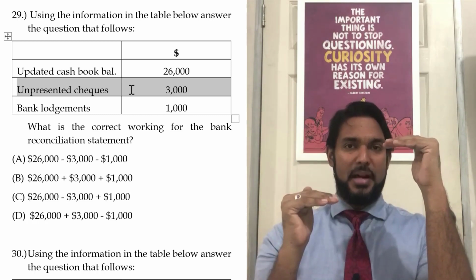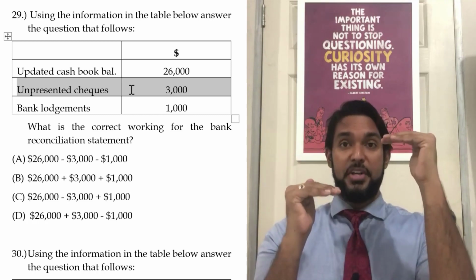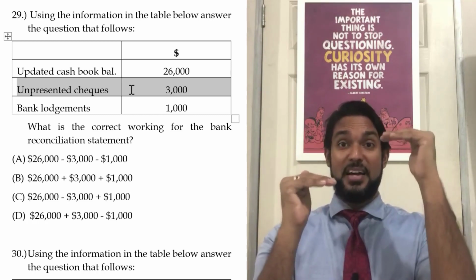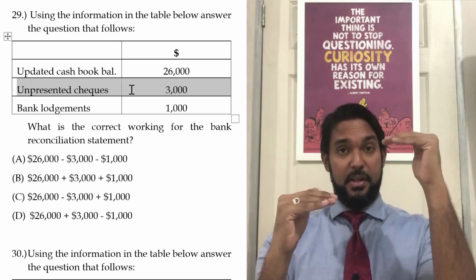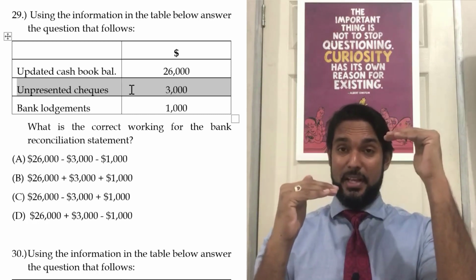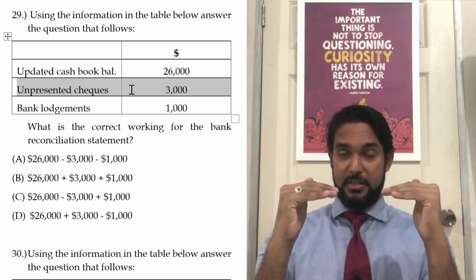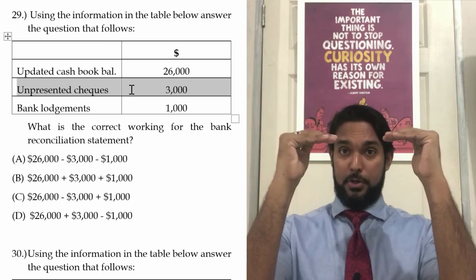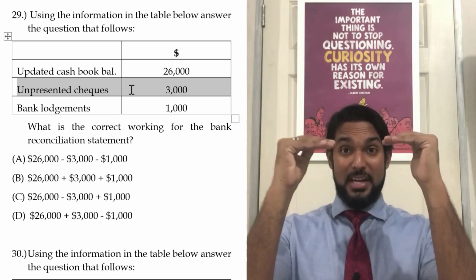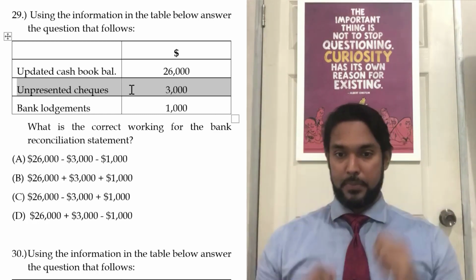Now, why are we adding it back to the cash book? Because we are trying to create a situation where these two things have the same information. If we have a deduction here, but not here, in order to make them the same again, we either have to subtract it from the bank statement or add it back to the cash book. So because we are starting with the cash book balance, we add it back.